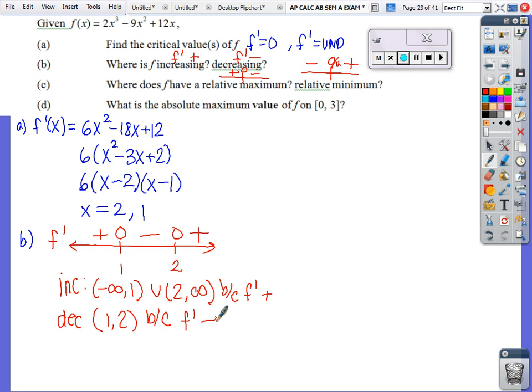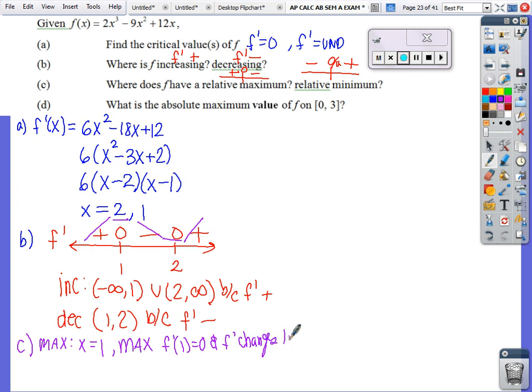Letter C asks me for my relative mins and maxes. So looking at the graph here, the graph goes up, flattens, down, flattens, up. So you can tell that at x equal to 1, I have a relative max, and I know that because the derivative at 1 is 0 and f prime changes plus to minus. And then my minimum occurs when x equals 2 because f prime of 2 is 0 and f prime changes negative to plus.